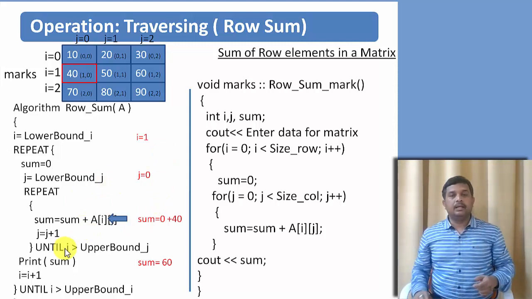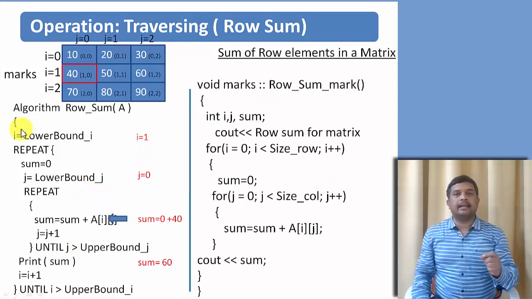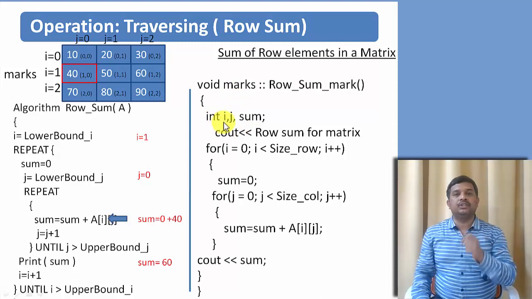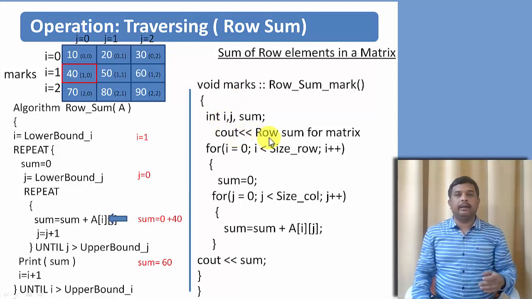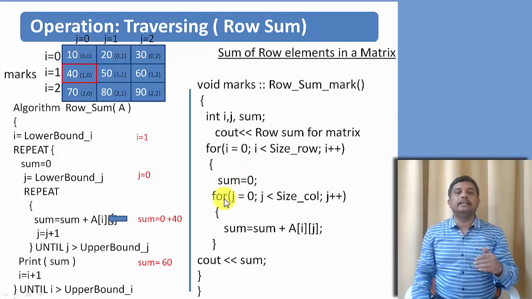Let us try to see the program for it. We are going to translate this algorithm into C++. So we are taking three variables i, j and sum. We are going to print the row sum of it. We are taking a for loop for i equal to 0, i less than row size, i plus plus. We are taking a variable sum here inside the loop itself. And then we are taking j equal to 0, j less than column size, j plus plus.